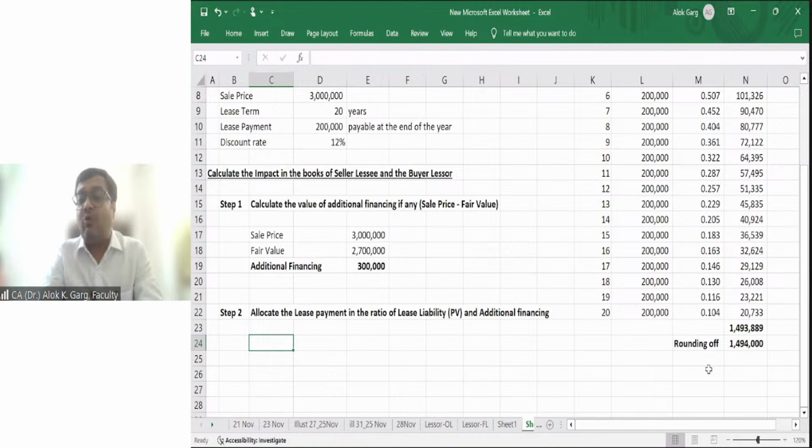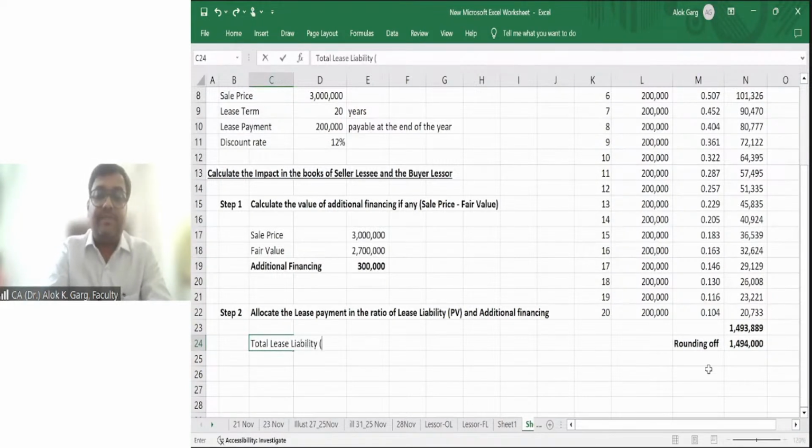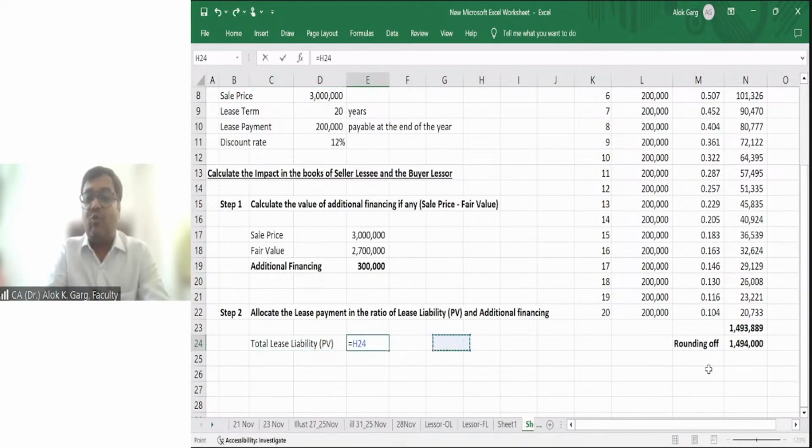Now, what is my total lease liability? What is the present value of the total lease liability? This is the present value of the entire 40 lakh rupees, every 2 lakh rupees payment. The total is 14 lakh 94,000, right? The total lease liability is 14 lakh 94,000.